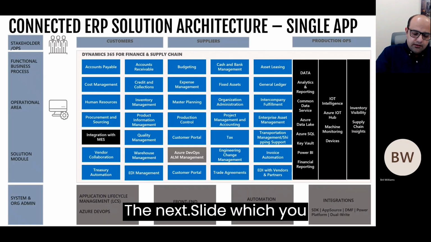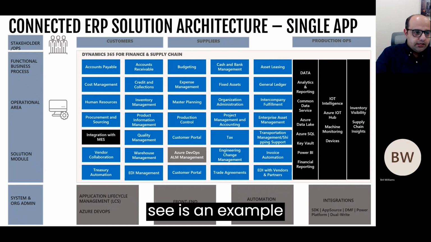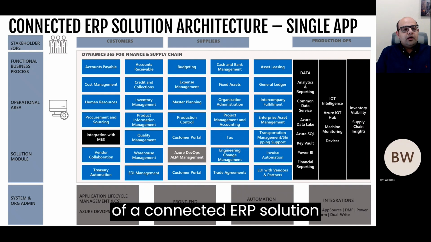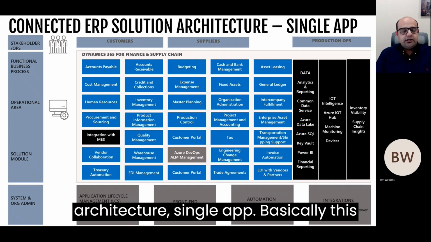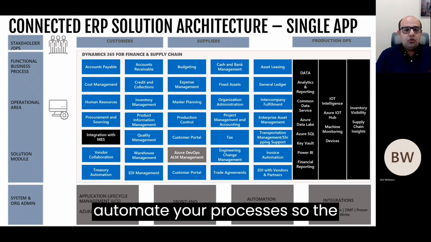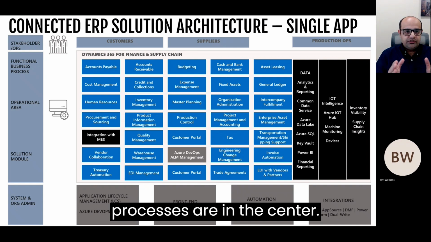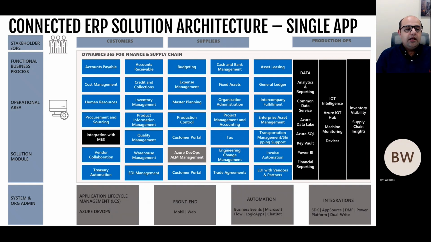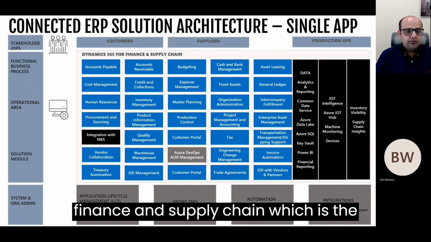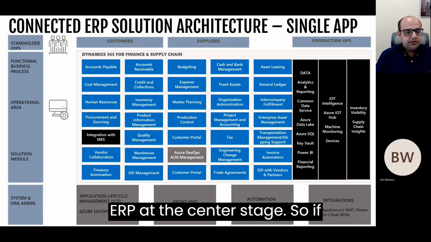The next slide, which you see, is an example of a connected ERP solution architecture, single app. Basically, this shows you how you can automate your processes. So the processes are in the center. This is based on Dynamics 365 for finance and supply chain, which is the ERP at the center stage.